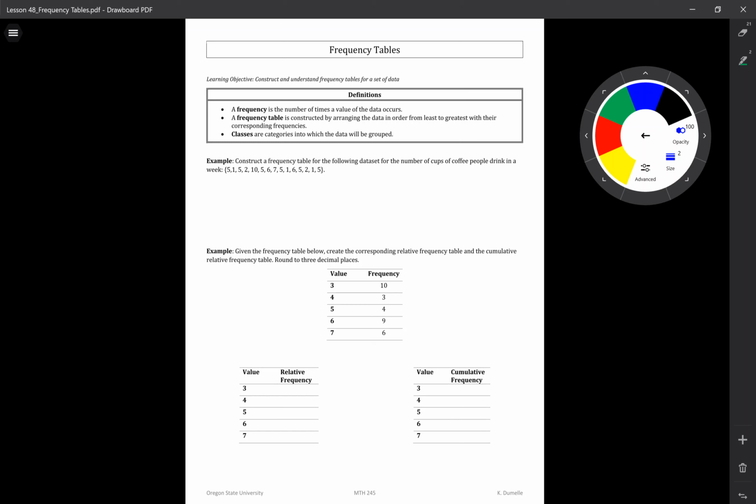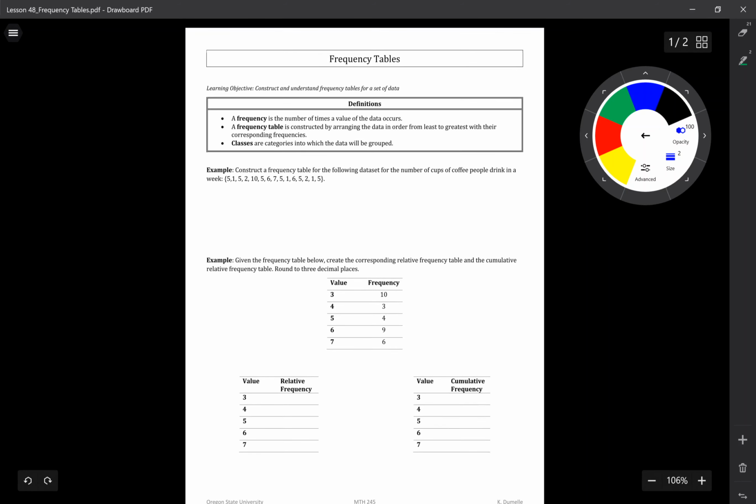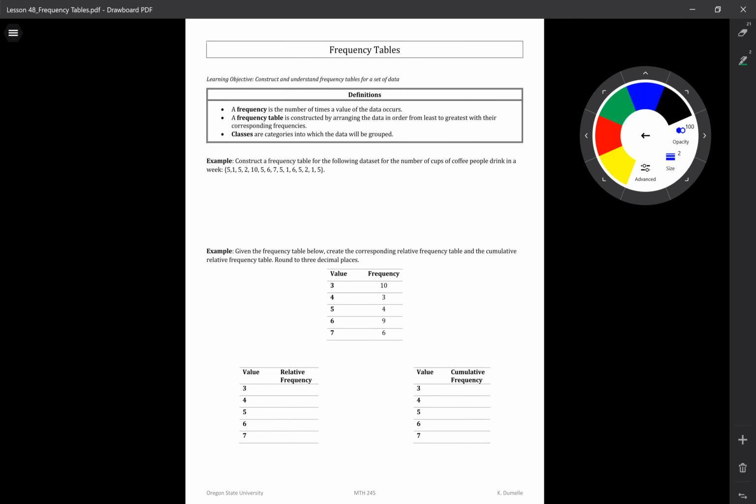So here we have an example. We want to construct a frequency table for the following data set that represents the number of cups of coffee people drink in a week. So we have all of these numbers. And by themselves, these numbers don't tell us a whole lot, right? It's a little bit overwhelming to just see this list of numbers. So we want to construct a frequency table for it.